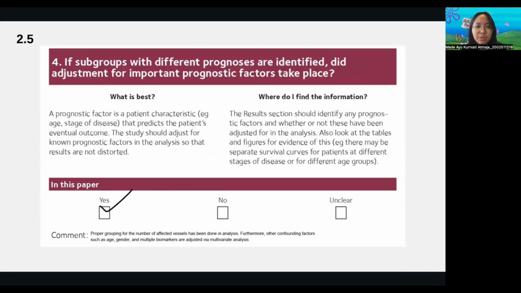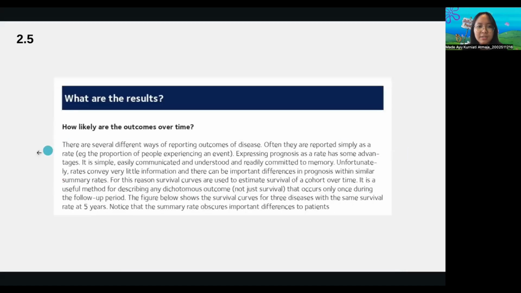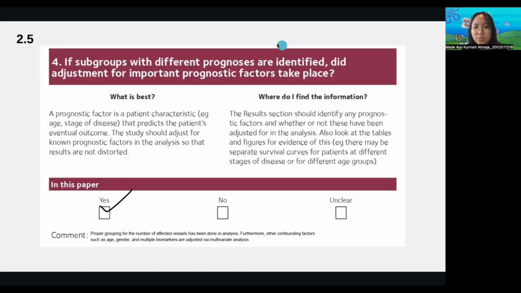If subgroups with different prognostic factors are identified, then adjustment for prognostic factors takes place. In this paper, yes, proper reporting for the number of factors has been done in the analysis. Other confounding factors such as age, gender, and multiple factors were adjusted via multivariate analysis.